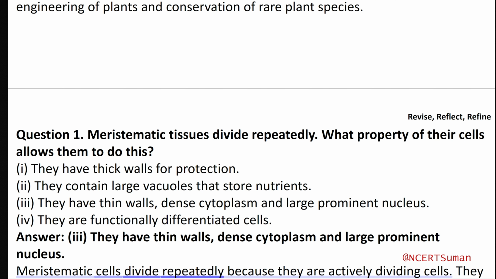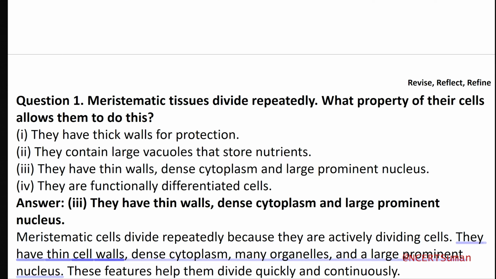Meristematic cells divide repeatedly because they are actively dividing cells. They have thin cell walls, dense cytoplasm, many organelles, and a large prominent nucleus. These features help them divide quickly and continuously.